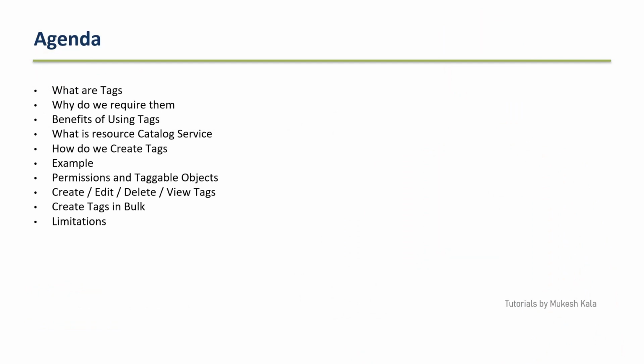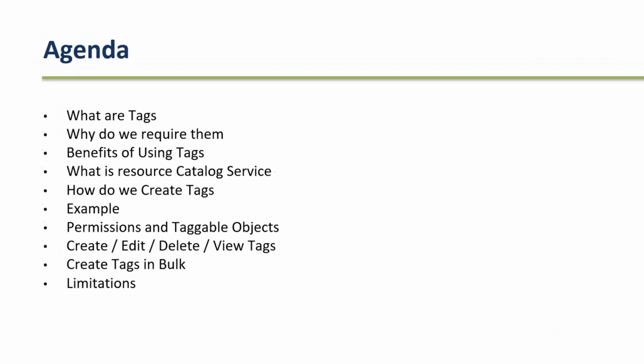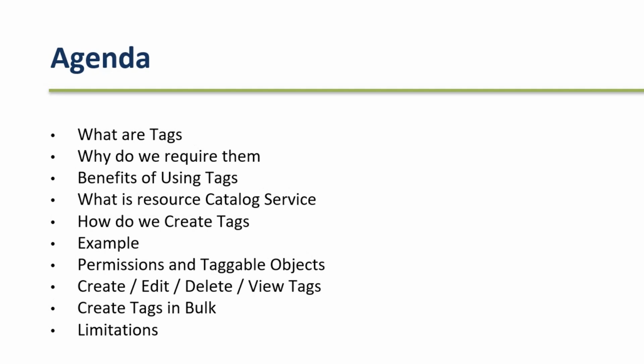Talking about the agenda, this would be our agenda for today. We are going to start with what are tags, why do I require them, what are the benefits of using tags, what is the resource catalog service, how do we create tags, some examples, some permissions, how we can create, update, delete, views, how you can create tags in bulk, and at the end we are going to discuss the limitations of the tags.